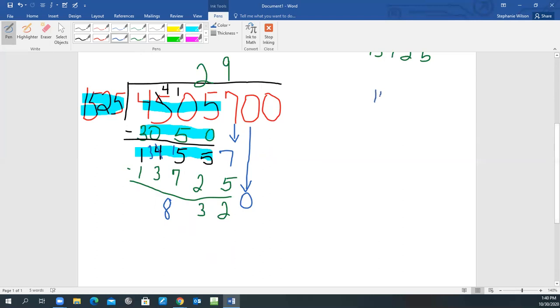So I got 1525 times 7. So 7 times 5 is 35. Carry the 3. 7 times 2 is 14, plus 3 is 15. Carry the 1. 7 times 5 is 35, plus 1 is 36. Carry the 3. Oh, I apologize. 7 times 2 is 14, plus 3.